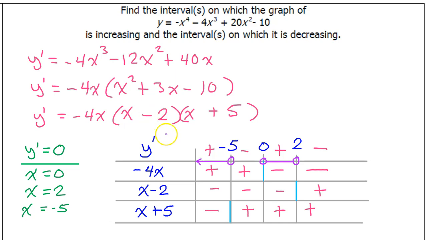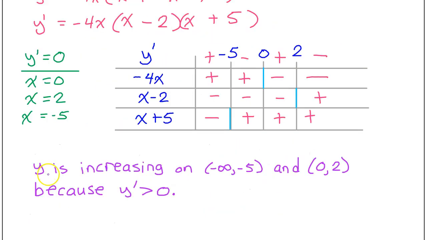The original function y will be increasing wherever y prime is positive. That's on the interval from negative infinity to negative 5 and the interval from 0 to 2. We say y is increasing on the interval from negative infinity to negative 5 and on the interval from 0 to 2 because y prime is greater than 0, or you could say because y prime is positive.